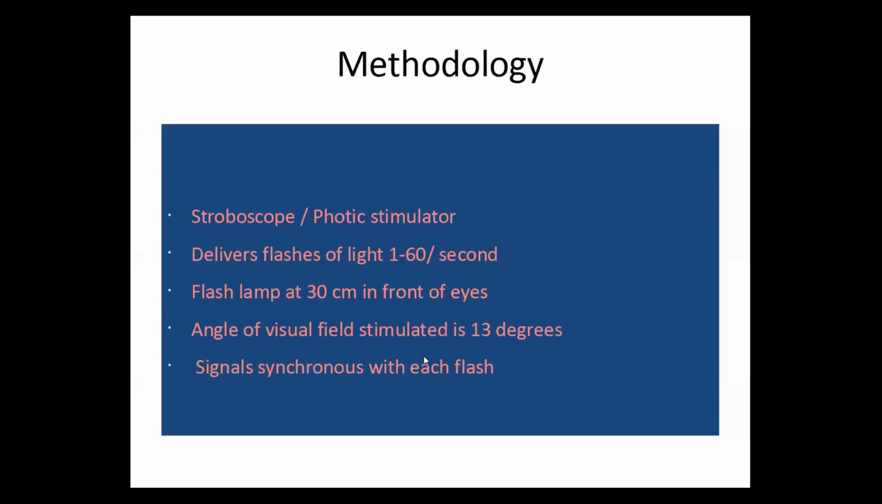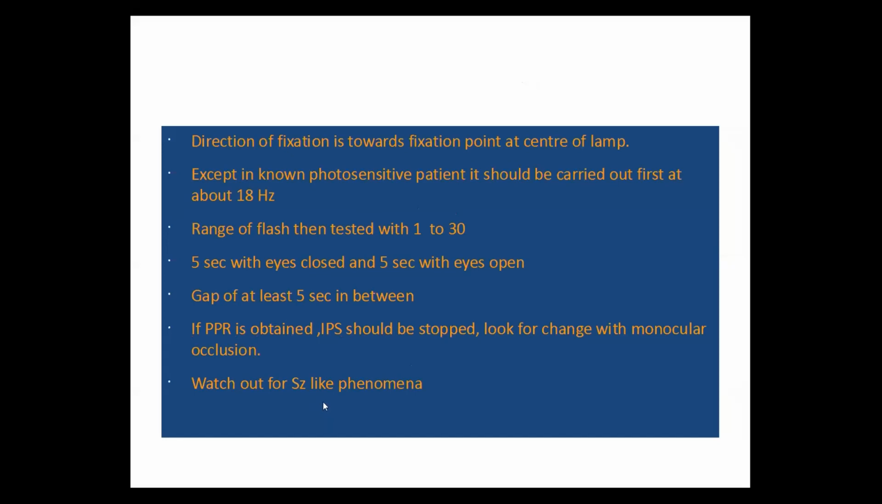Now coming to the second activation procedure called photic stimulation, where we use the stroboscope or the photic stimulator, which delivers light at around 1 to 60 per second. The lamp is held at 30 centimeters in front of the eyes, and the angle of visual field estimate is 13 degrees. The signals are synchronous with each flash. The direction of fixation is towards a fixation point at the center of the lamp.